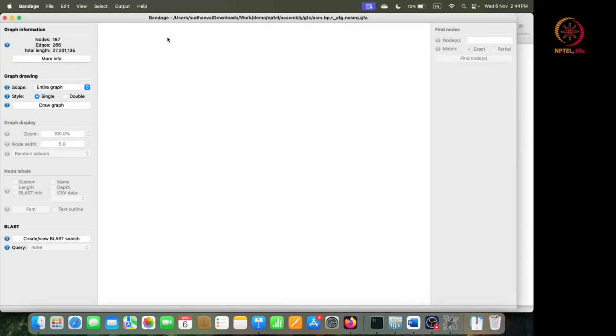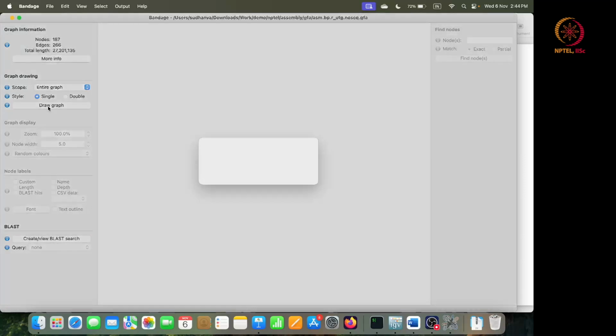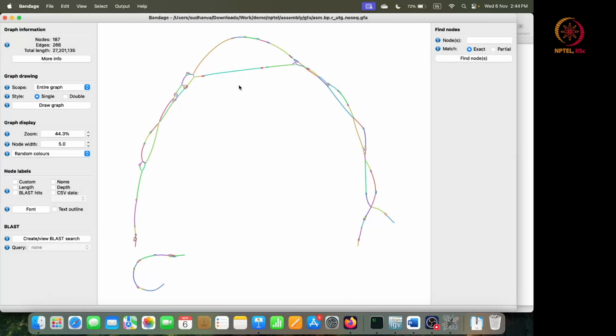I have loaded the graph, but you can see that nothing is visible just yet. However, the information about the number of nodes, edges, and the total length has been loaded into the graph. To visualize the graph, we have to click the Draw Graph button, and you can see that Bandage has loaded the graph onto the screen.